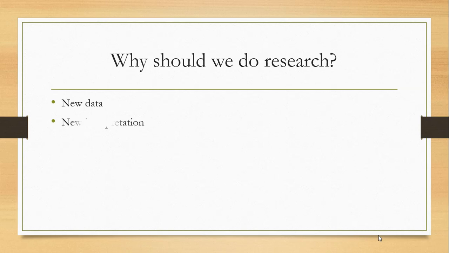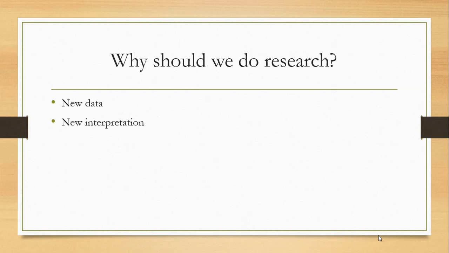The other reason why we do research is to find a new interpretation. So what does this mean? For example, the 1857 revolt. Some scholars interpreted the 1857 revolution as the first war of independence. Some scholars interpreted it as a soldiers' mutiny. They did not agree with it being a war of independence. So you, as a researcher, may want to add a different angle or a different perspective to it. That is called a new interpretation.